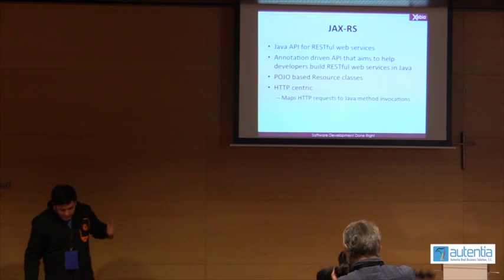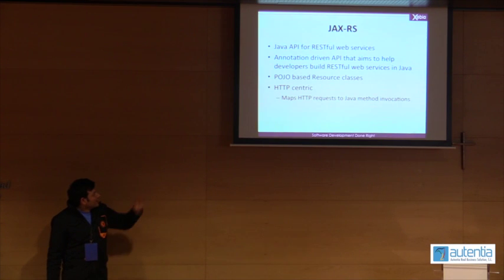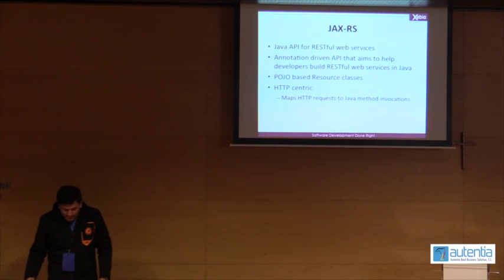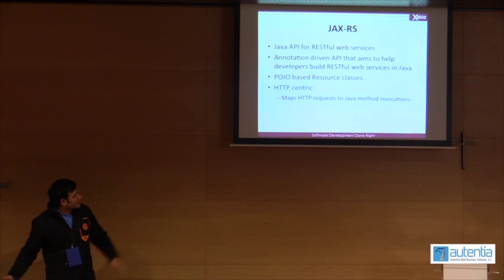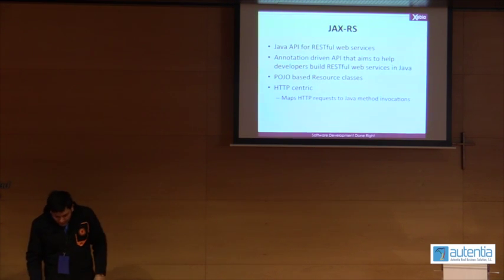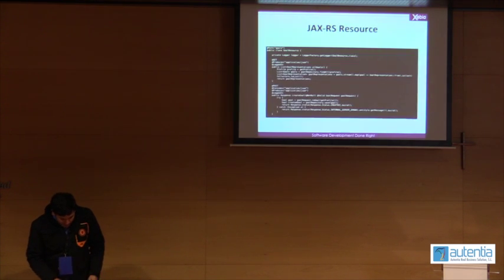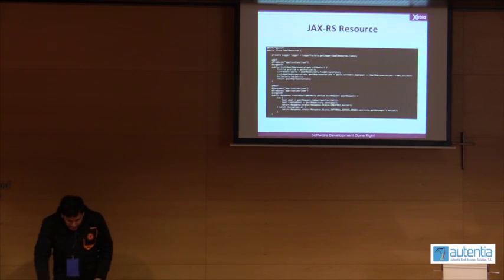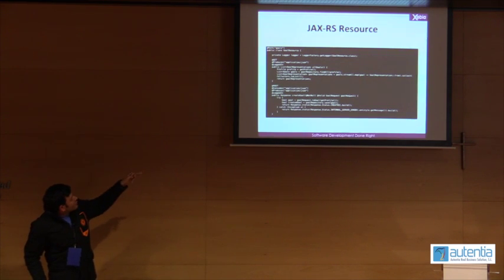the JAX-RS RESTful API. It is HTTP centric, so it looks for the HTTP method, and based on that it invokes some method. So if it is a GET request, it will invoke your GET method. If it is a POST method, it will invoke your POST method. So this is a simple JAX-RS resource that we have, if you can see it clearly. We have a get method and a post method here, and on the get I'm just returning all the goals in my system. On the post I'm creating a new goal. So depending upon your request, the method will be invoked.